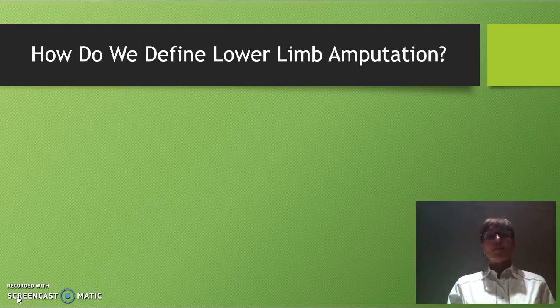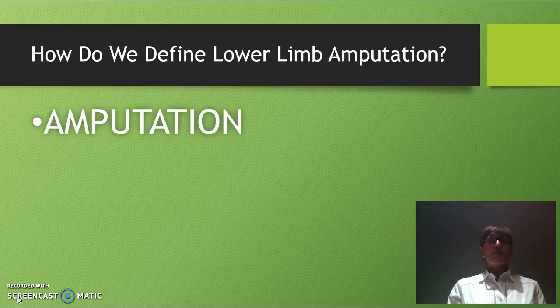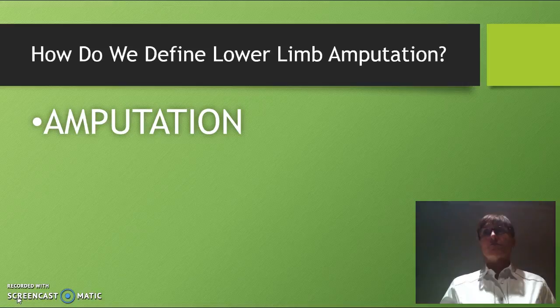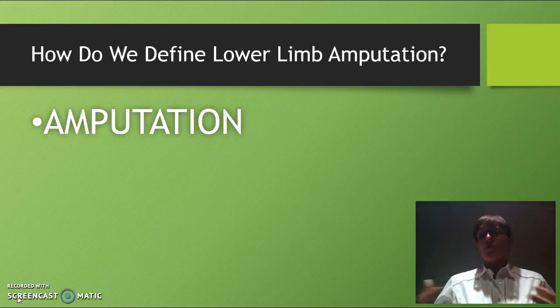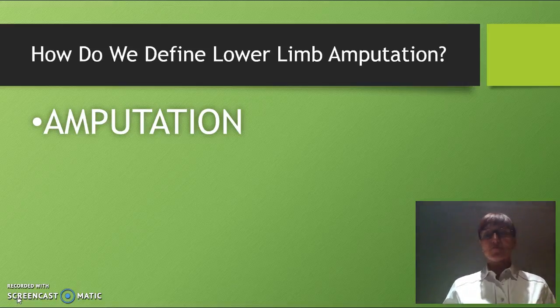That said, let's start with defining amputation. How do we define lower limb amputation? Well, first we have the word amputation, which we all know from many years of studying, that amputation is the removal of any body part, be it an arm or a leg, intentional, non-intentional.